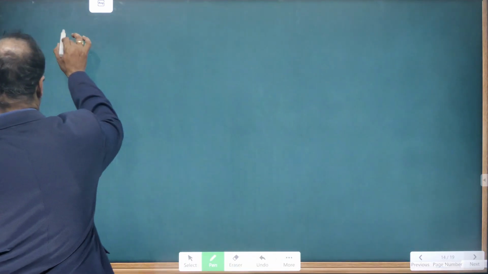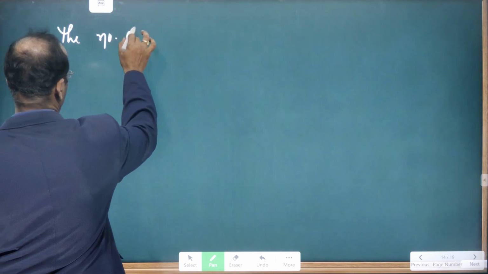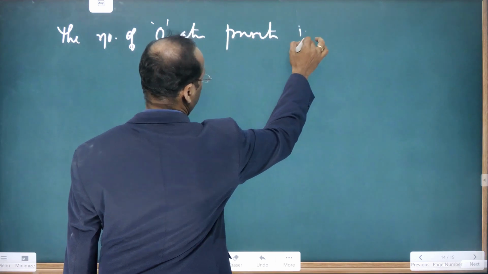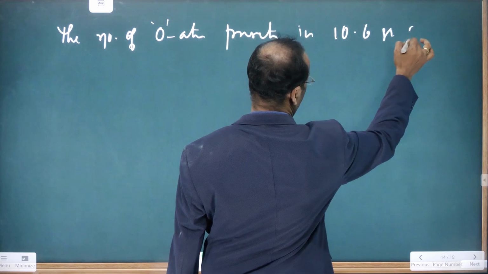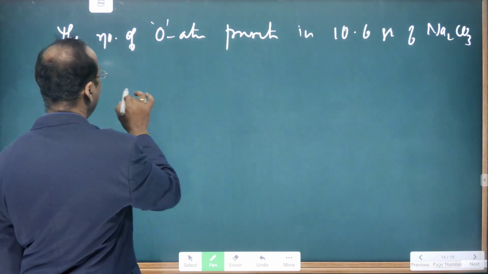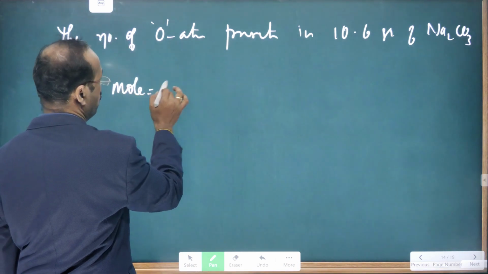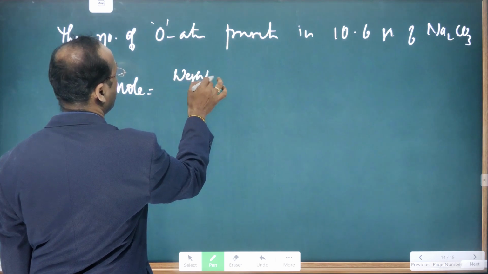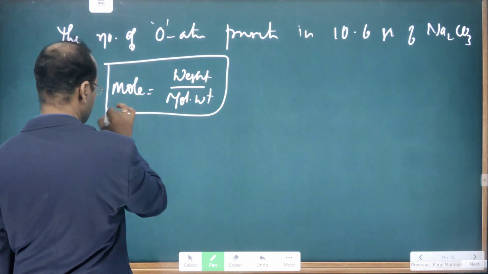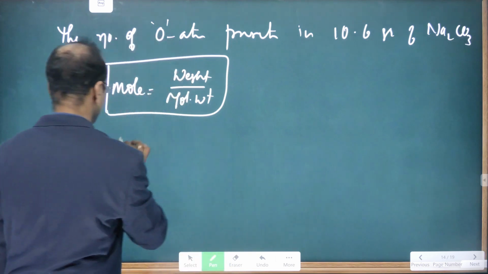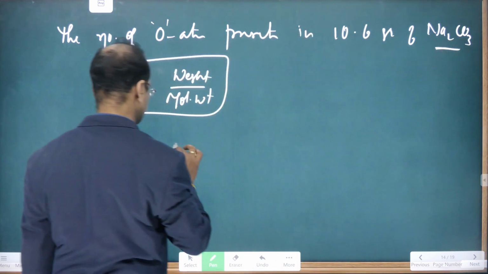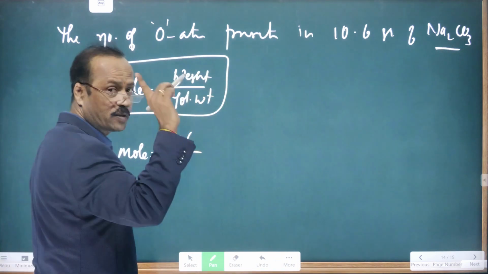Okay, the number of oxygen atoms present in 10.6 grams of sodium carbonate, Na2CO3. For this, first you need to find the moles. Mole is equal to given weight by molecular weight. This is the formula; we already learnt this formula in the solution chapter also. The molecular weight of sodium carbonate is 106. You should know that already.